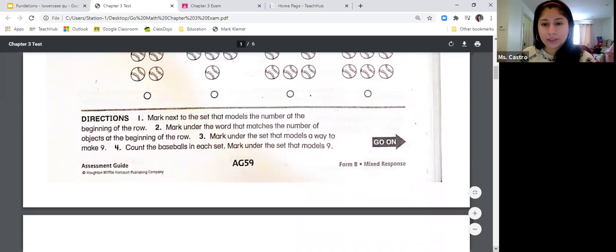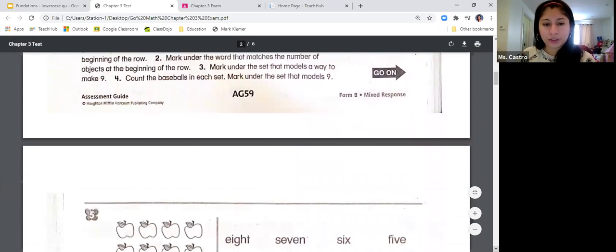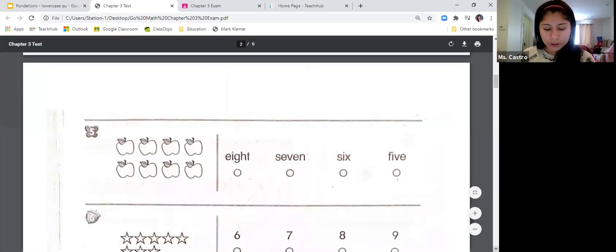Now moving on to the next page, question 5. Question 5 is asking you to mark under the word that shows the number of apples at the beginning of the row. So what you could do is you can count and label the apples. Once you finish counting and labeling the apples, you look for the word of that number.